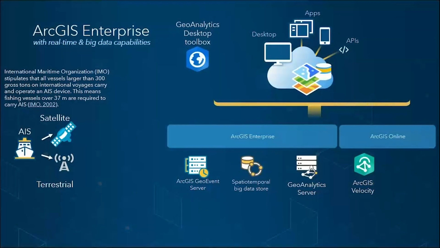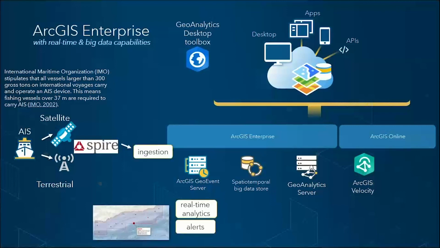So as it applies to AIS data, the International Maritime Organization requires ships to have an automatic identification system, or AIS, on board their vessel. That information is provided to a satellite or terrestrial receiver. And we're using an organization called Spire, who has a satellite constellation that tracks AIS data. So we're going to get to their API, ingest that into GeoEvent, run some real-time analytics, and get alerts when vessels move into certain areas.